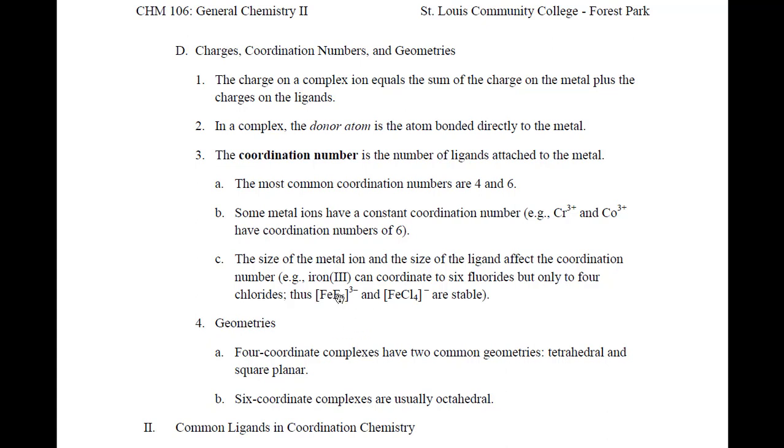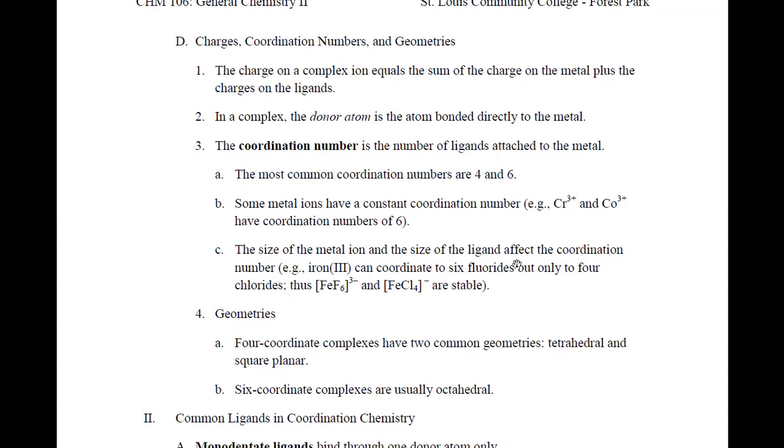And so you can see the difference in the complex, that you could have 6 fluorides or 4 chlorides bonded to the iron. I do not expect you to be able to tell that, though. You're going to only be focusing on being given a formula or a name, and from the formula being able to tell what the oxidation number of the metal is and what the coordination number of the metal is.